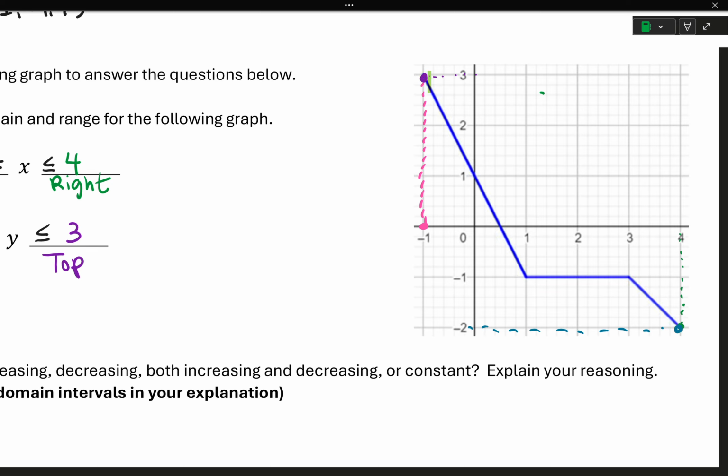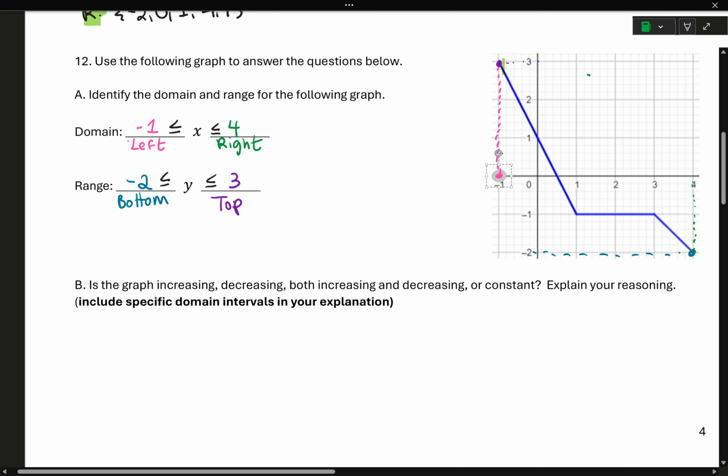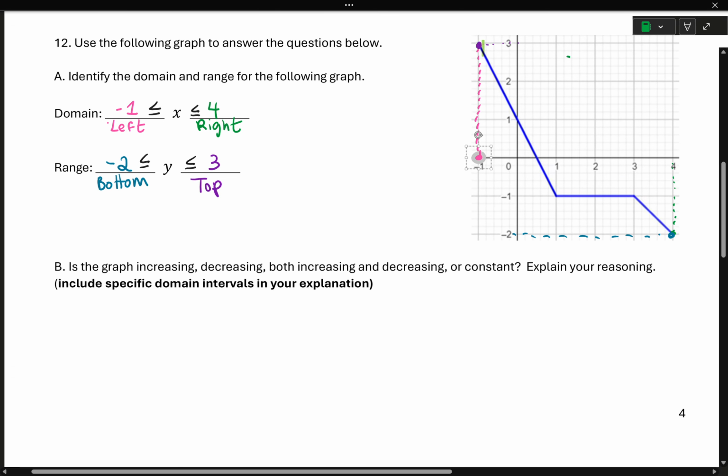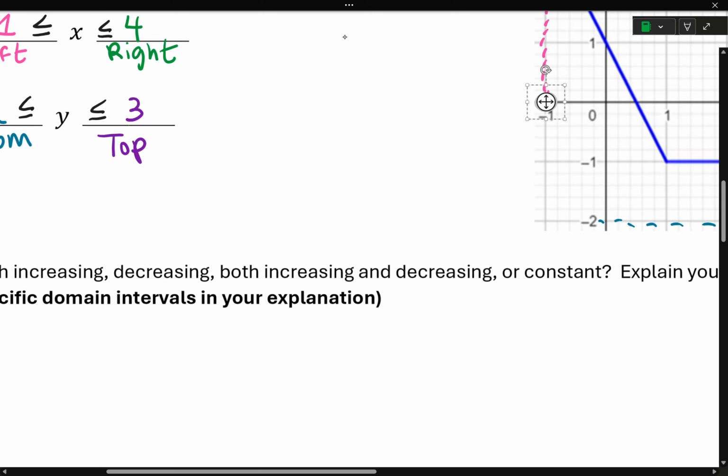Okay, now what we're also going to do with this graph is talk about the increasing, decreasing, and constant intervals. Increasing means our graph is going up. Decreasing is down, constant is flat. Now, the way it will look, I know I just drew the arrows, and I want to redraw them. Increasing would be going up and to the right.